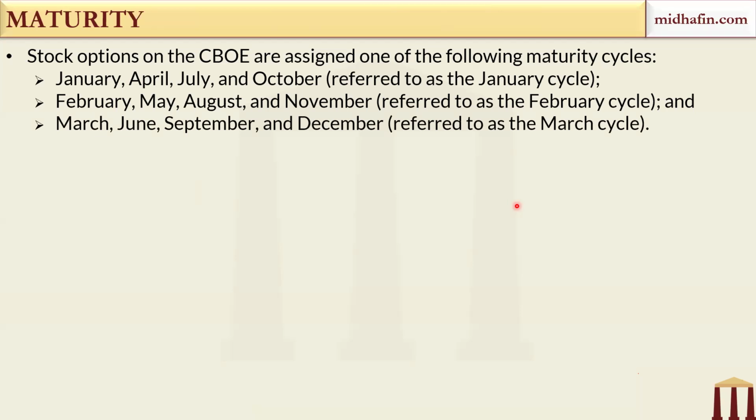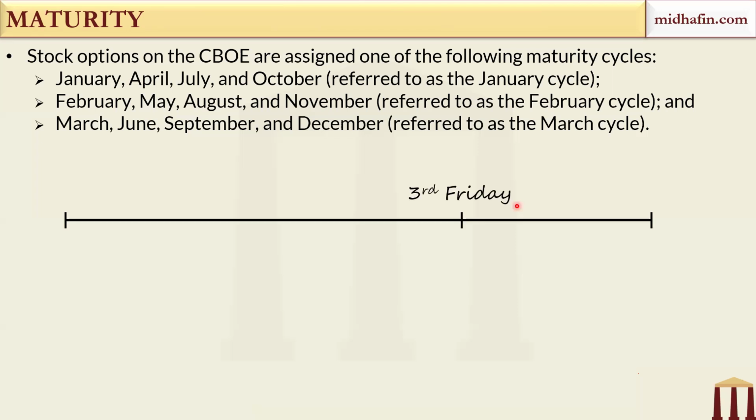Now, there are very, very important points that we'll discuss with respect to exercise of options where they follow different kinds of cycles. So the important day of the month that we need to first understand is the third Friday of every month. Whether the option is expiring before the third Friday or after the third Friday makes a lot of difference to the structure of the option.